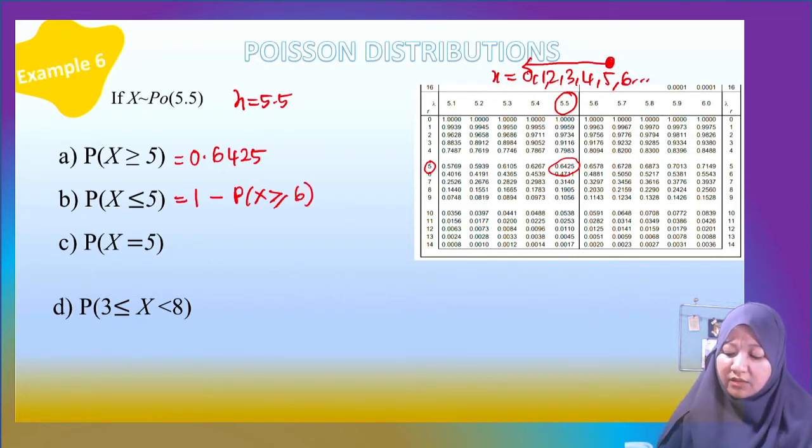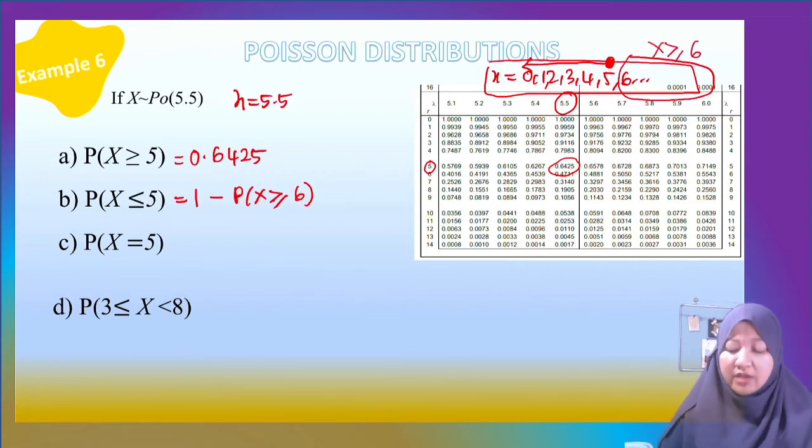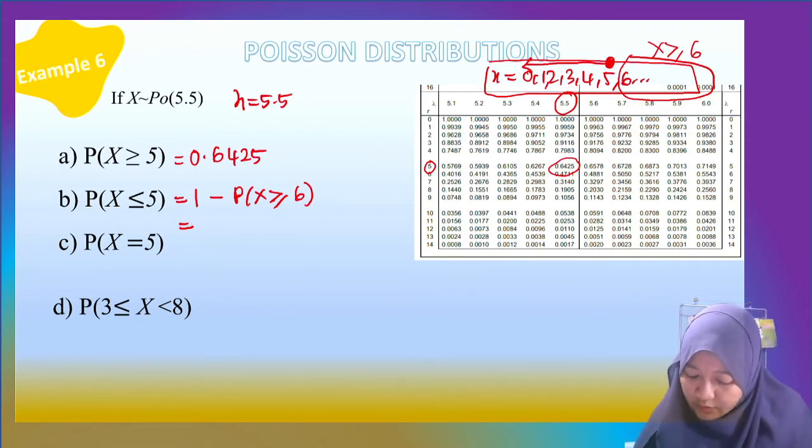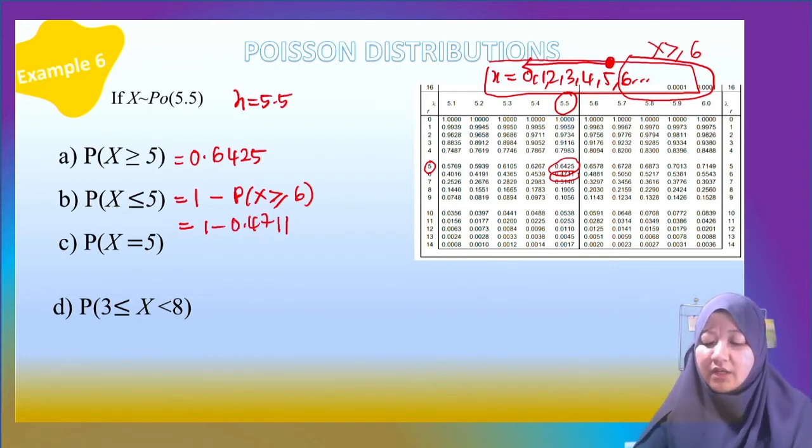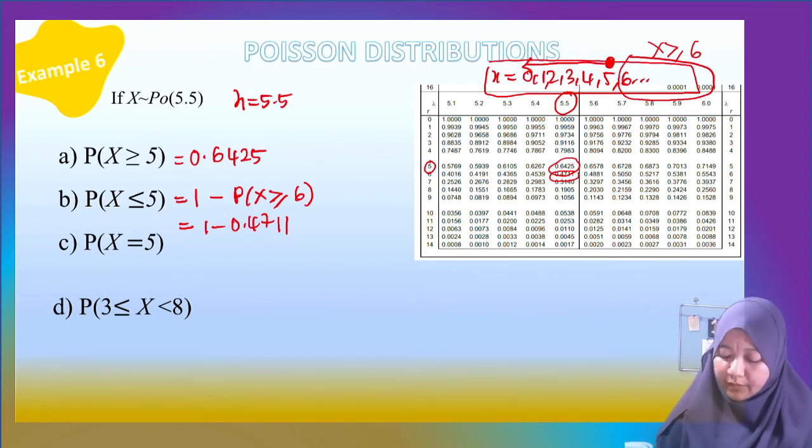Okay. Kita consider all probability adalah 1. Kita tolak kawasan ni. Kawasan ni adalah x greater than or equal to 6. So, please refer your table. Okay, x greater than or equal to 6 is 0.401 minus 0.4711. Okay, so we have 0.5289.